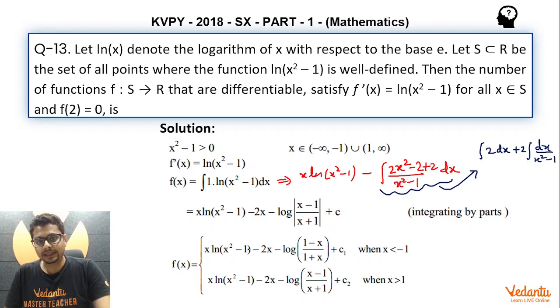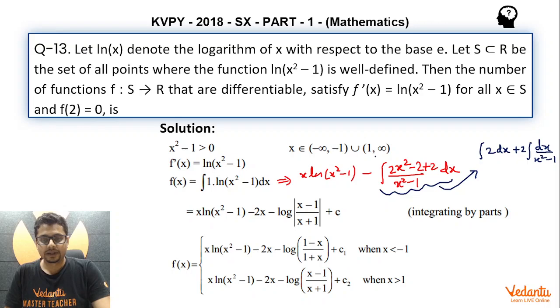Now f of x will be this when x is less than minus 1, and it will be this when x is greater than 1. Now you may ask what's the difference? The difference is the possibility that the arbitrary constant may be different. So whenever there is a union of two disjoint sets like this, then when we solve this differential equation, we essentially will have to break our function into these two parts.